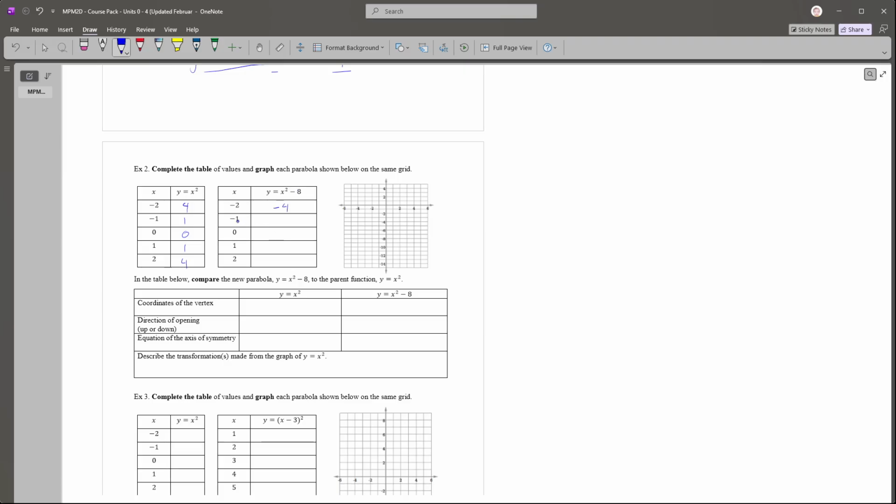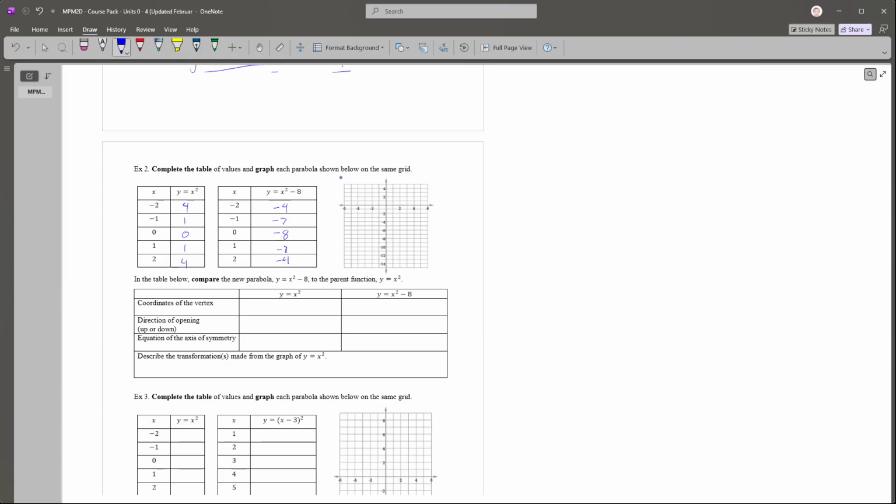Okay. -1 squared is 1. 1 minus 8 is -7. 0 squared is 0. Minus 8 is -8. Okay. And then 1 squared is 1 minus 8 is -7. And 2 squared minus 8 is -4. Okay. So let's graph it out.